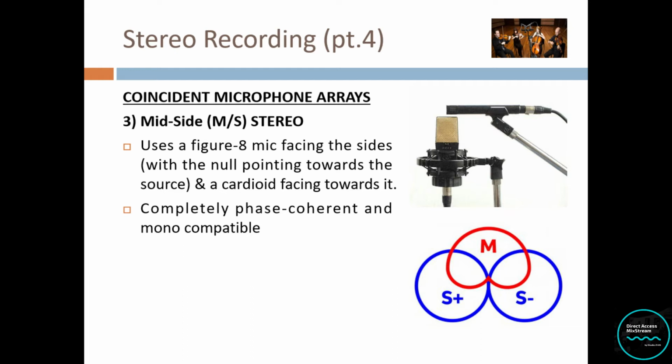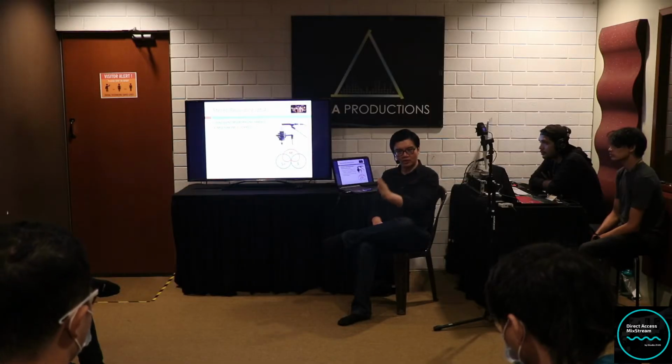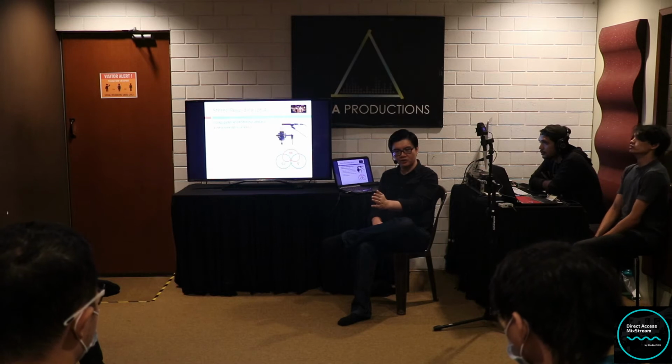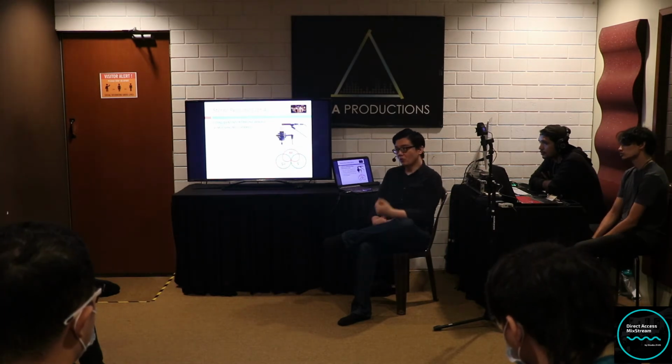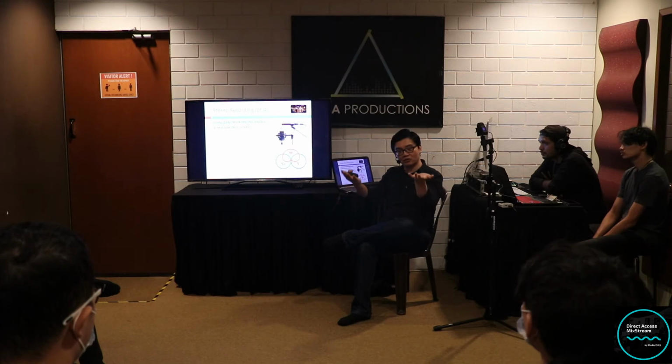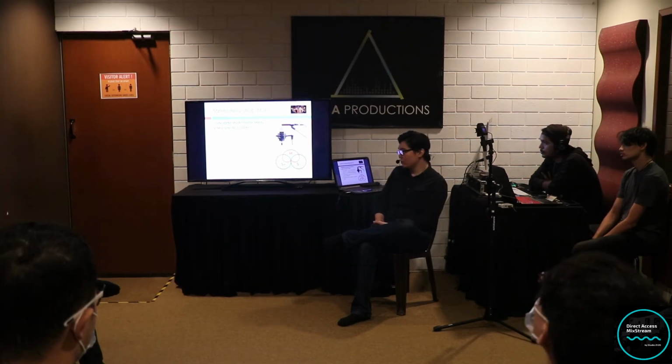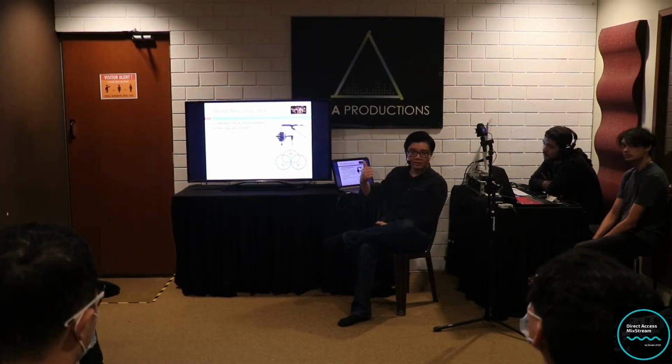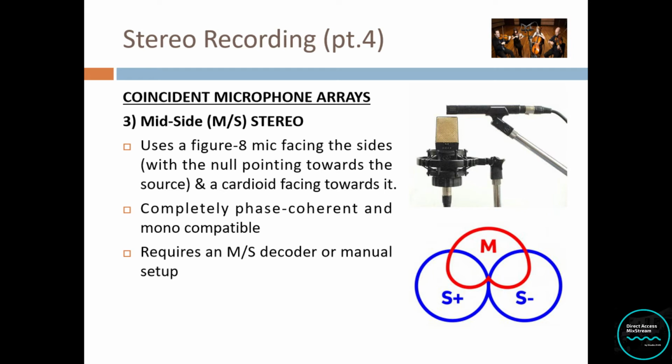The reason is that if you want something that is fully mono, really solid mono information, you just take the mono signal. If you want to add a little bit more stereo information, you just blend in the amount of your sides. What it involves here is that it needs either an MS decoder or some kind of manual setup.